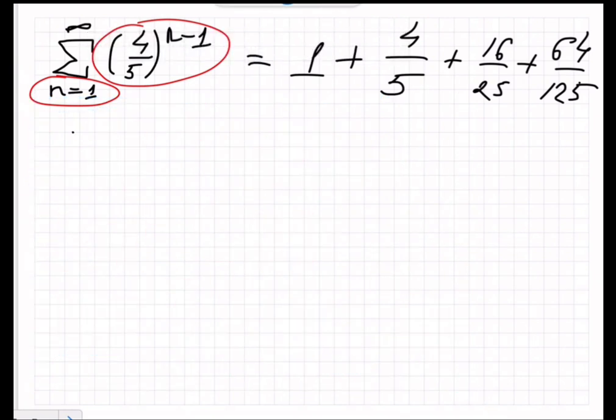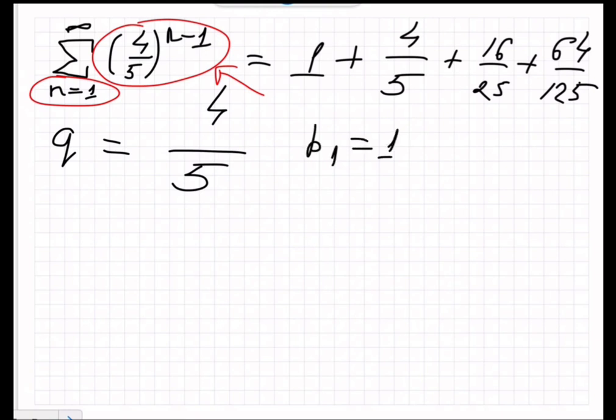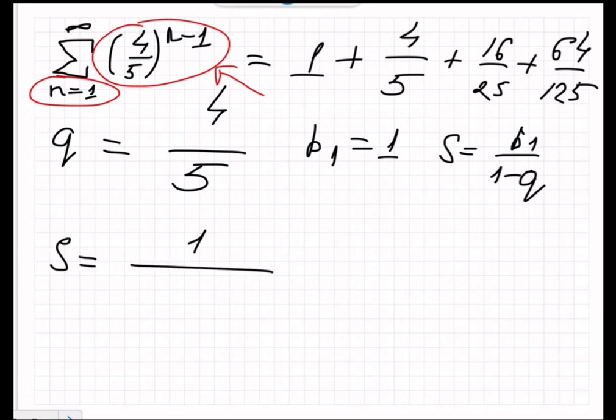If you take the second term divided by the first, you can see that the common ratio is 4 over 5. And the common ratio is going to be the number that's raised to the n or the n minus 1 power. You can see it right here. The first term is clearly 1. And because the common ratio is less than 1, we can use the formula to determine the sum. So it's going to be 1 over 1 minus 4 over 5.